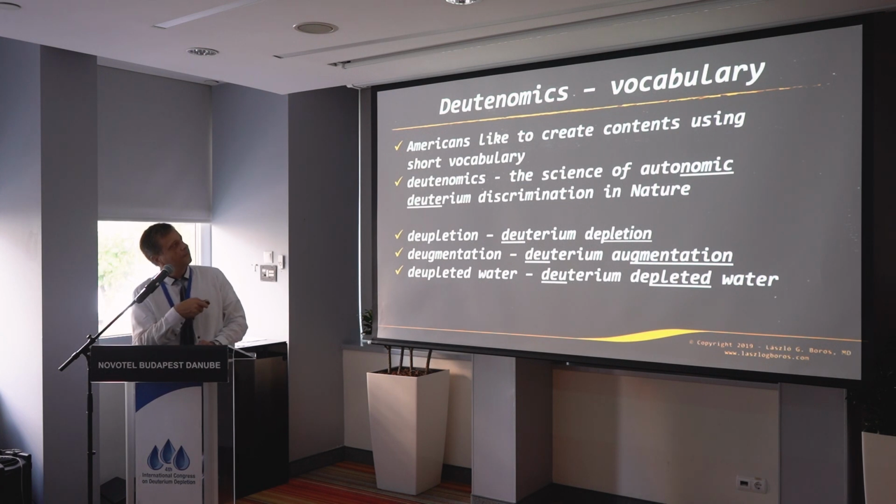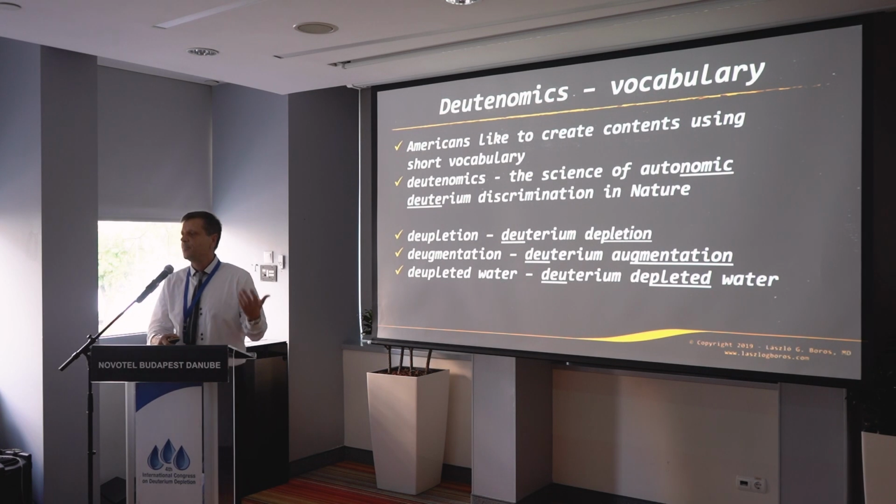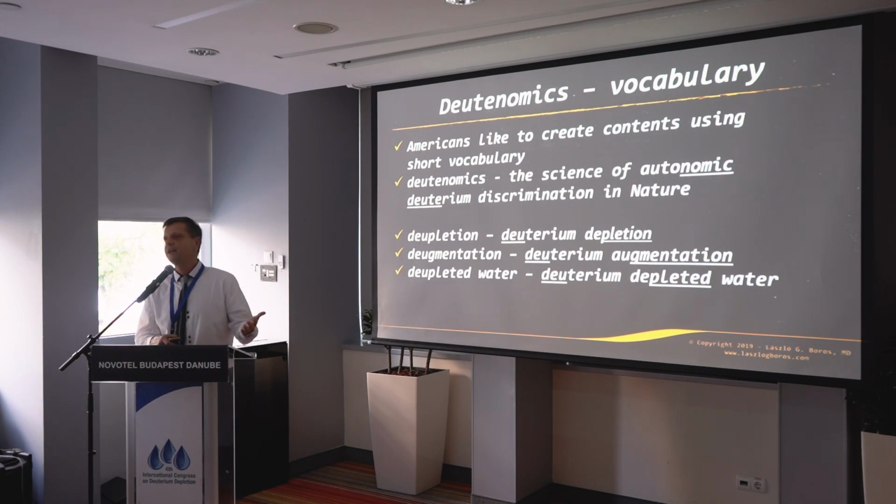So I'm just going to give you a few insights of how deuterium or deuteronomics is evolving in the United States. The Americans, they like to create contents using short vocabulary. So now there's a word, deuteronomics, which is the science of autonomic deuterium discrimination in nature. We know deuterium is always discriminated from hydrogen, practically because they have different physical characteristics.